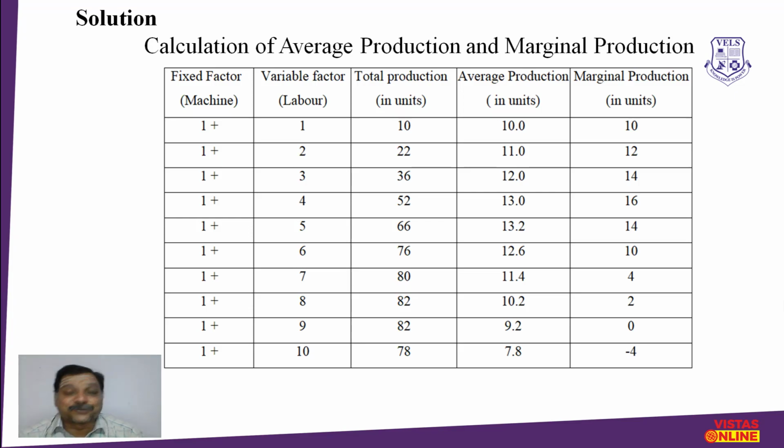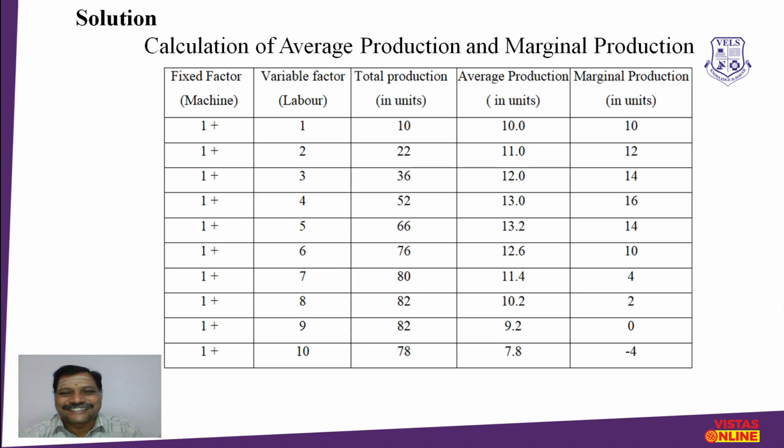So, the first question is find the average production. How to find the average production? It's very easy. The formula for average is total divided by input employed. Here the total production is given in the third column. The input employed is the second column. So the average production is nothing but the third column divided by the second column.